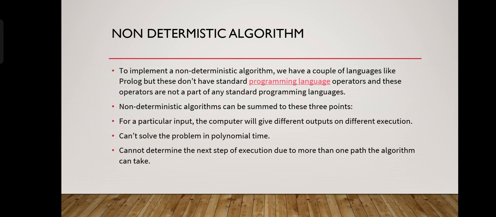A non-deterministic algorithm can be summed up in these 3 points. Step 1: For a particular input, the computer will give different outputs on different executions. Step 2: It can't solve the problem in polynomial time. Step 3: It cannot determine the next step of execution due to more than one path the algorithm can take.